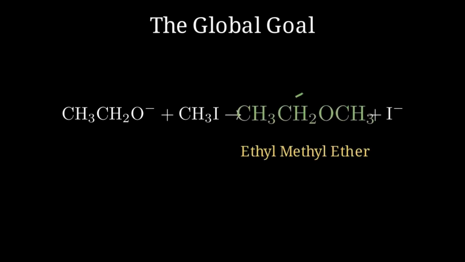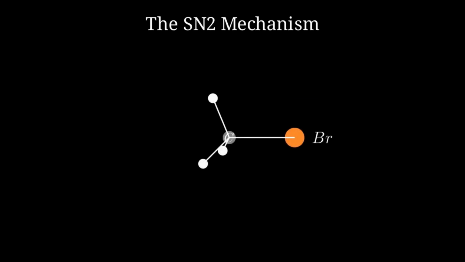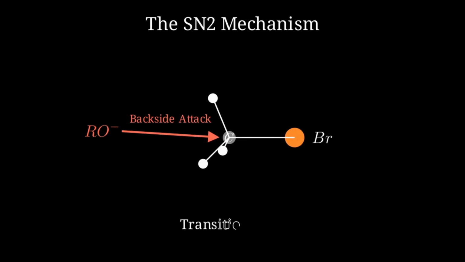This process typically follows an SN2 mechanism, where the alkoxide attacks the electrophilic carbon, displacing the leaving group in a single, concerted step. In the SN2 pathway, spatial orientation is everything. The nucleophile must approach the carbon from the side opposite the leaving group. This requires an unhindered path, making the structure of our reactants critical for success.